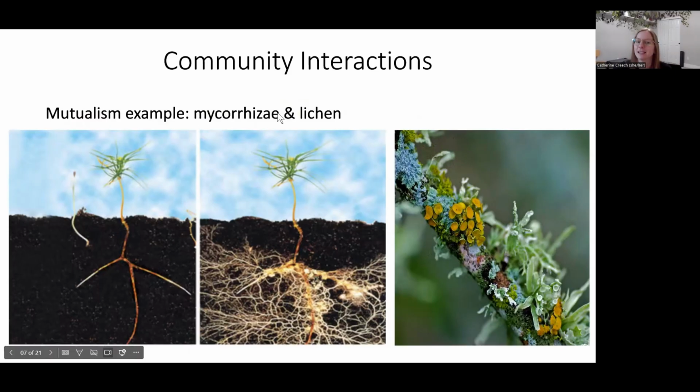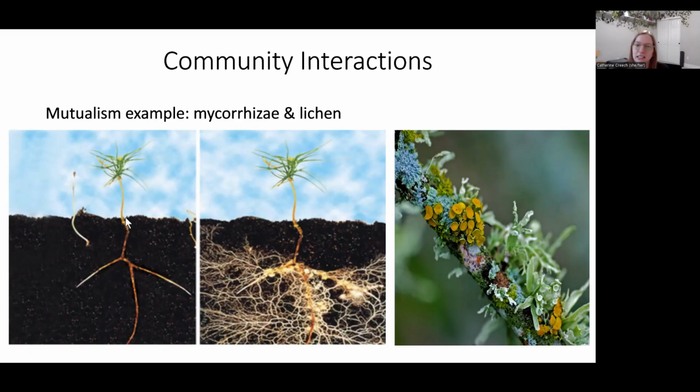Here's the mycorrhizae that we just discussed. This is a pine seedling, and this is in the lab. So this is a wallpaper background, and this is inside of a clear plexiglass dish. And this little seedling has grown 3 little roots. And this is all plant material. You can see the surface area is not that great.